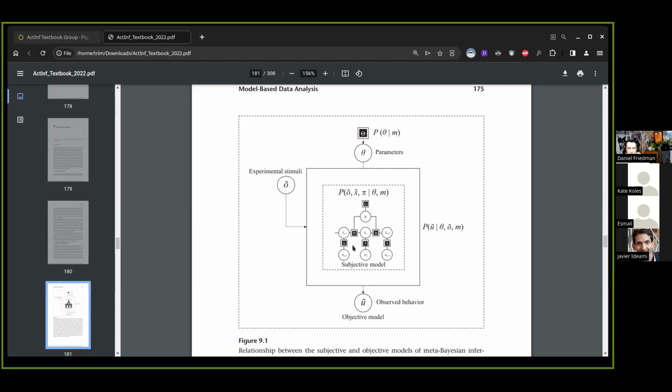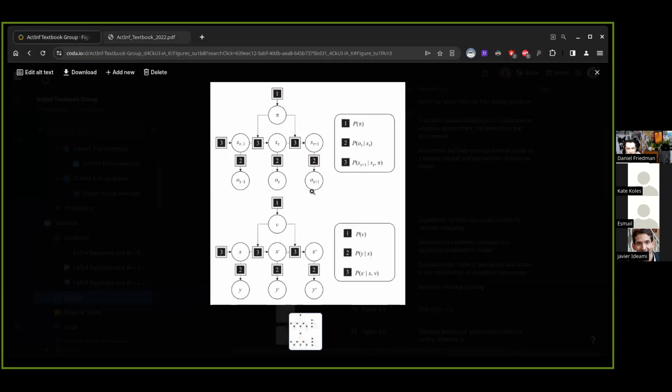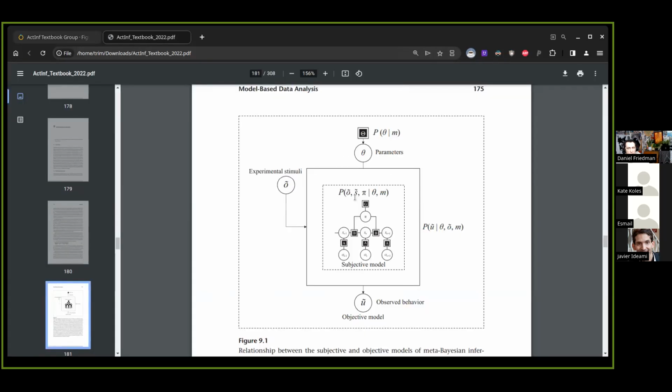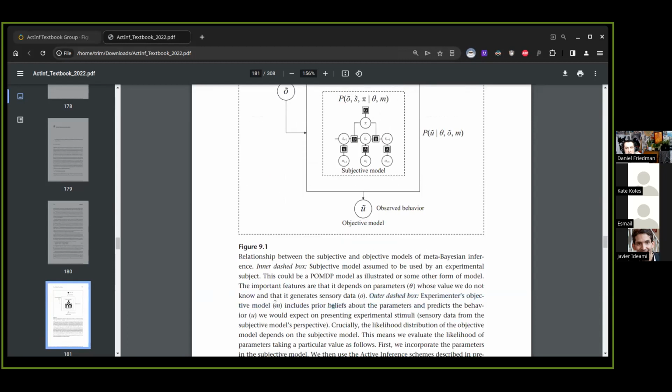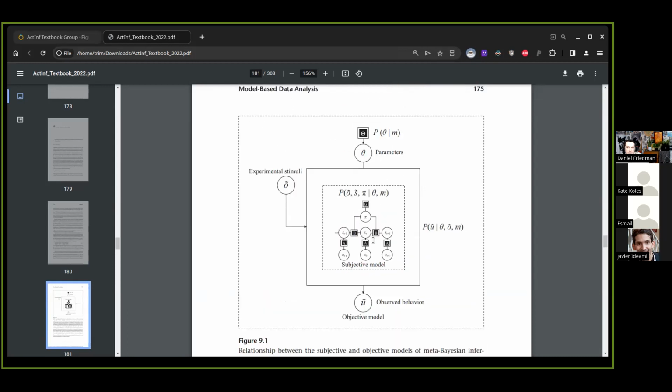This is the generative model that is being proposed for the subject's cognitive processes. And so the same exact model that we've been talking about, the generative model of an agent, we're just putting into this dashed box. The outer dashed box is the experimenter's objective model that includes prior beliefs and so on.